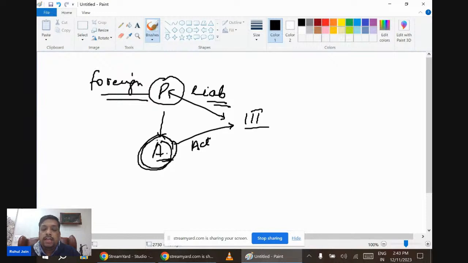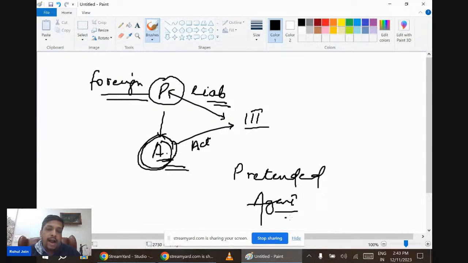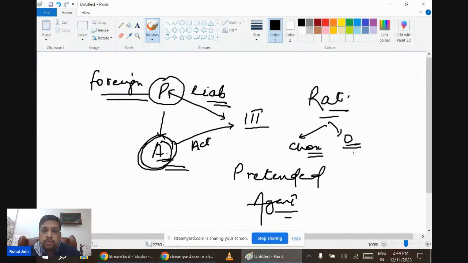Now, when the agent has specifically agreed that it is my responsibility, under that situation the agent will be personally liable. In this situation comes the pretended agent. I told you, in the concept of ratification, the principal may either choose to ratify it or disapprove it. अगर ratify कर लिया तो बात ही खत्म होगी. If he disapproves it, the agent will become the principal agent, and he will be personally liable.